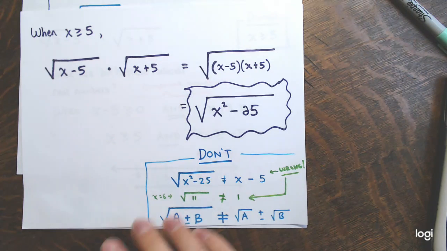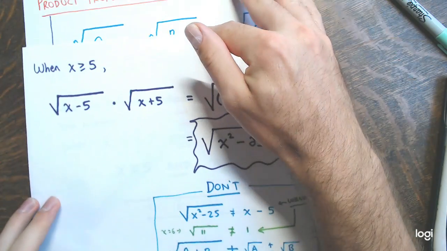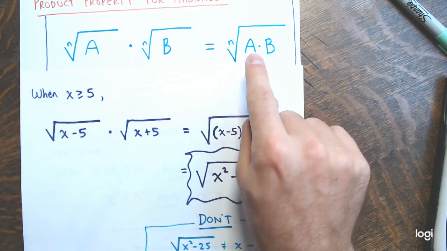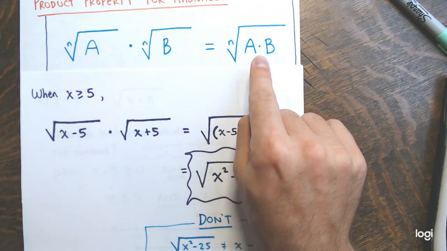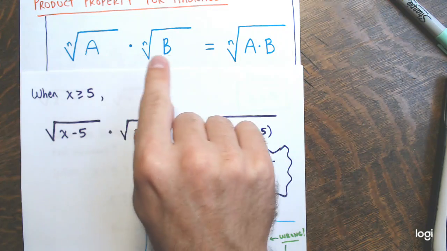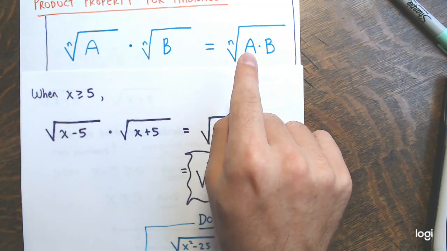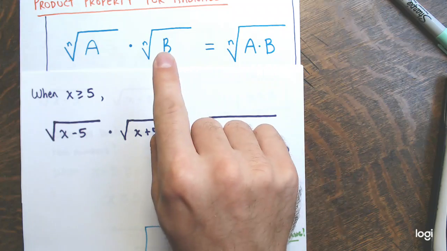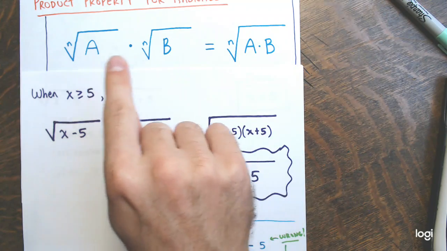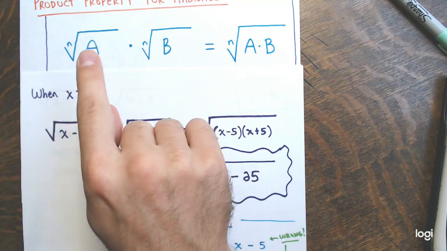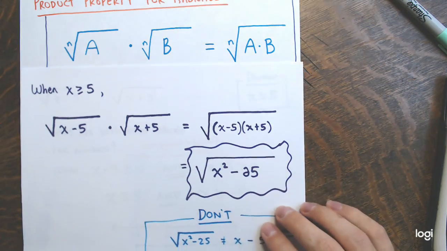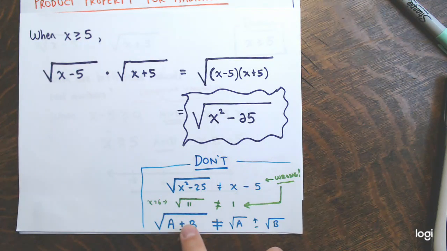The only time you can split stuff up is when you have a product. If I was looking at this property here, when you have the square root of a product, then you can split up and take the square root of the first factor times the square root of the second factor, and only if these end up being real numbers can you do that. But the square root of a sum, I can't say it enough, you cannot split up. You cannot take the square root of each term separately.